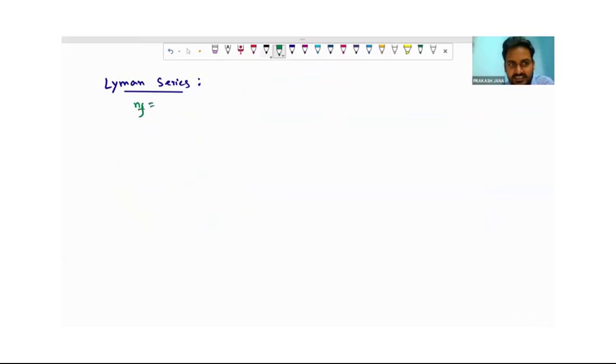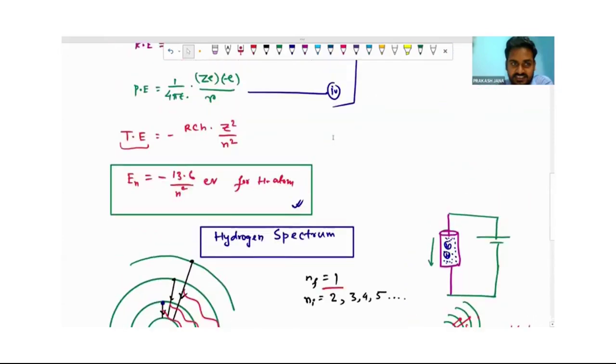The final state is n is equal to 1, and the initial orbits may be higher, greater than 1, that is 2, 3, 4, and so on. Then the wavelengths are known as those of the Lyman series. Okay. So what will be the wavelength in this case? Let us discuss it here. See, as we know from our first discussion, E was nothing but minus 13.6 by n square, isn't it?